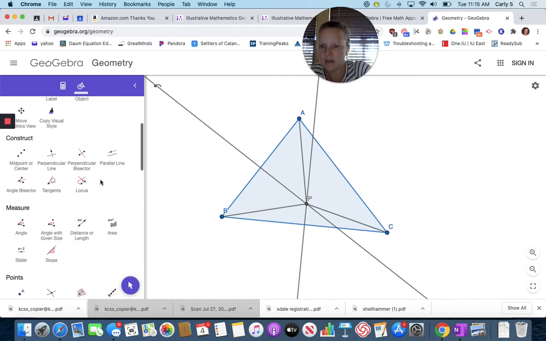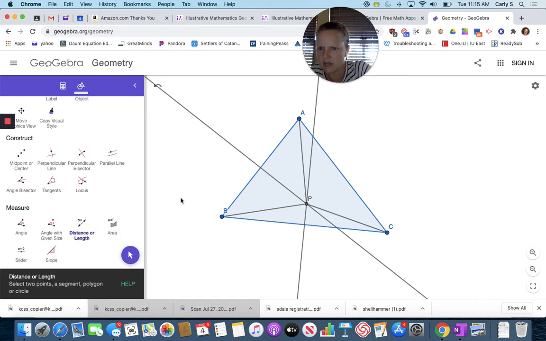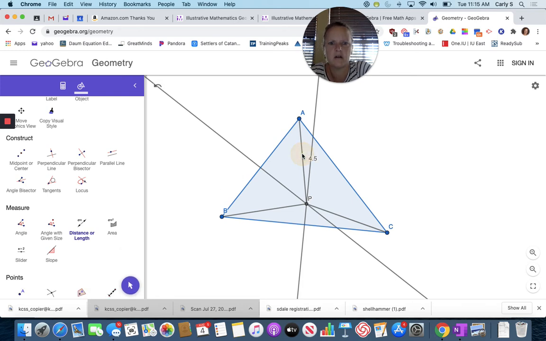Well, let's measure them. Distance or length. Select 2 points, a segment, a polygon, or a circle. 4.5. 4.5. 4.5. Guess what we found? We found the center. I know you're as excited as I am.